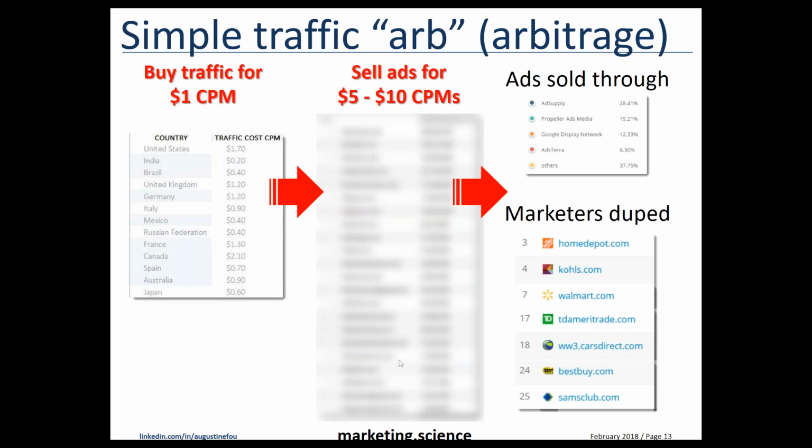Okay, so in this case, what the bad guys are doing is what they call ARB, simple arbitrage. They can buy the traffic for low CPMs, like $1 CPMs, and they know they can sell ads for $5 to $10 CPMs. So pretty much, as long as they keep buying the traffic, they know they can turn a profit. On the right-hand side, you can see some of the ad networks that are used to sell this impression inventory, and some of the big-name marketers that are being duped by these fraudulent websites.